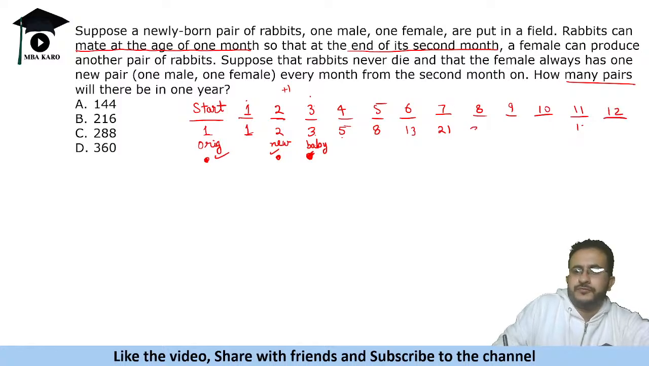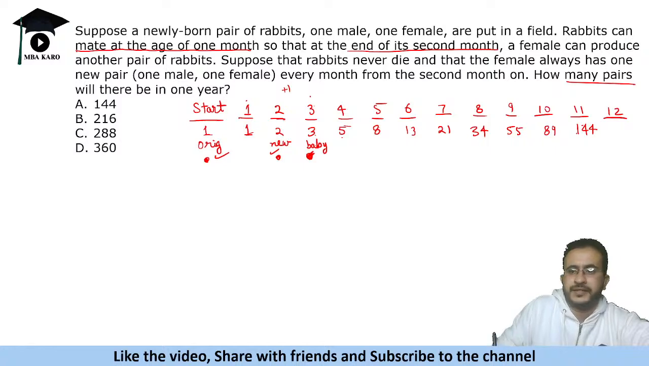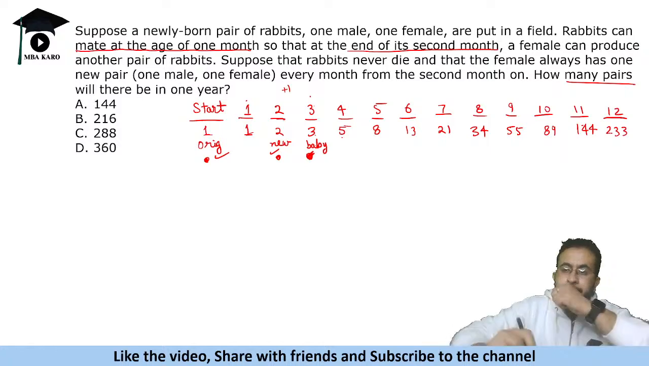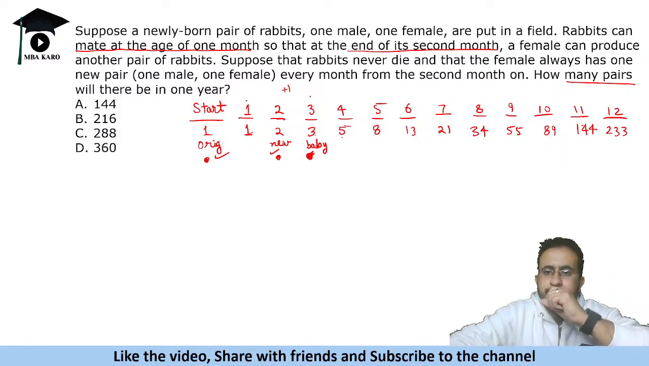So this is 34, 55, 89, 144, and then we will have 233. So why is the answer coming out off? 216.